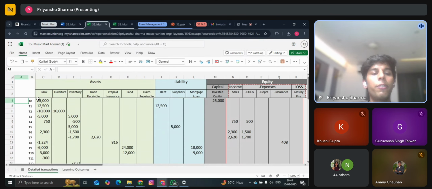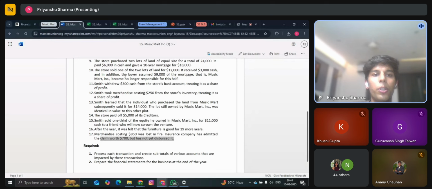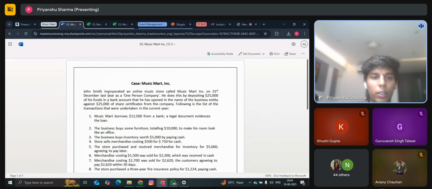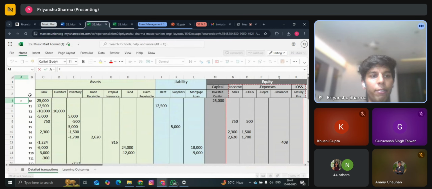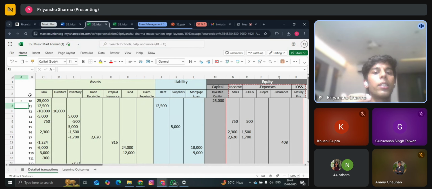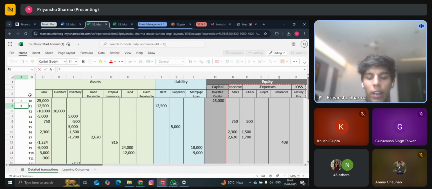Cool. So the first transaction here, it was clearly the owner of the business putting down money inside of the business. Since this is related to the business acquiring funds, this should go under financing activity. I'm going to write an F here to indicate that. Next, for the second entry, we have raised a debt worth 12,500. Since debt is again something that the business has raised, we're going to put it down under financing.